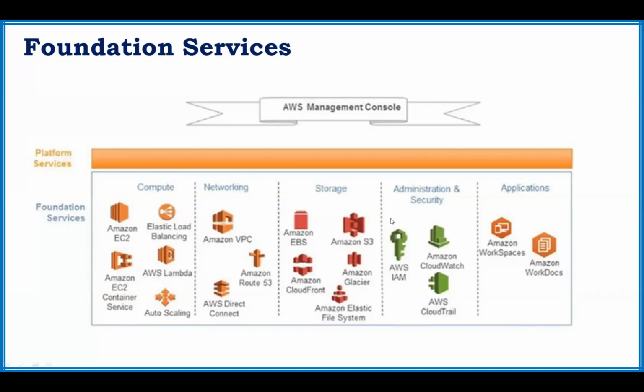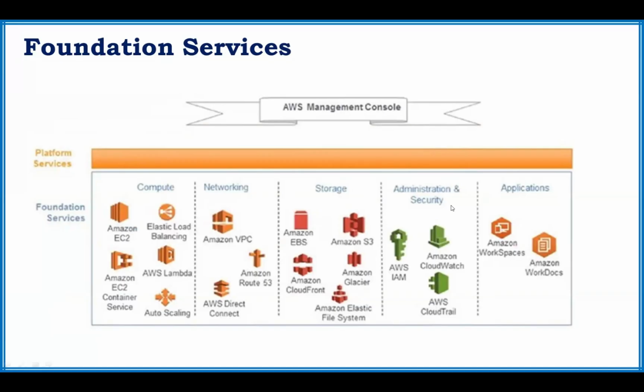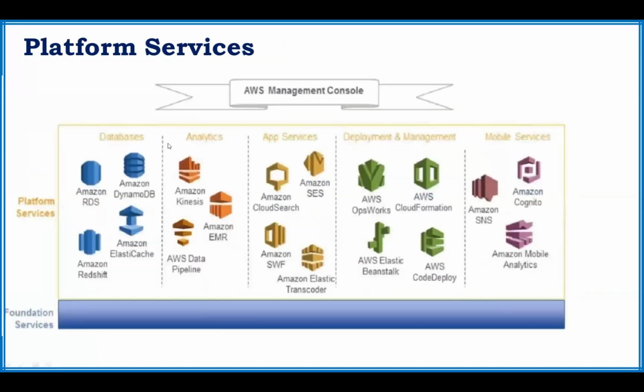We have multiple storage services. These are the foundation services, like the storage services and applications I mentioned. For database, we have Amazon RDS. For data warehouse, we have Amazon Redshift. For unstructured NoSQL data, we have Amazon DynamoDB, and ElastiCache for cached data. For analytics, we have Amazon Kinesis, EMR, AWS Data Pipeline, and AWS Glue. For app services, we have CloudSearch, Amazon SES, and multiple other services.